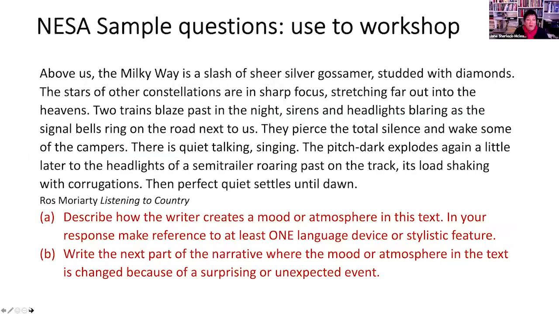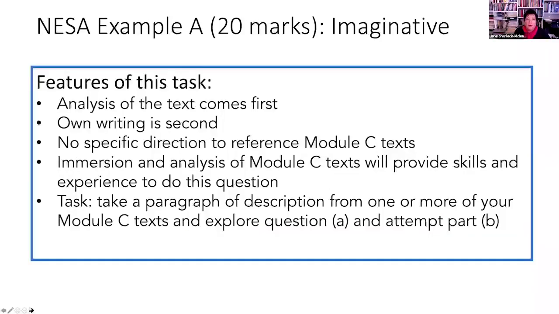Now, another thing that I want us to look at are the NESA sample questions. Sometimes when we're into the second round of a course, or the second round of the second year of the course, we tend to forget about the sample questions. Go back to these sample questions because they will be really useful as workshops. So we just had that little tiny extract there. And then you had a question about how does the writer create the mood? And then you had to write the next part of the narrative.